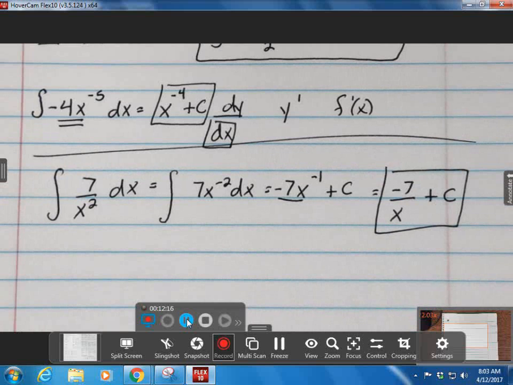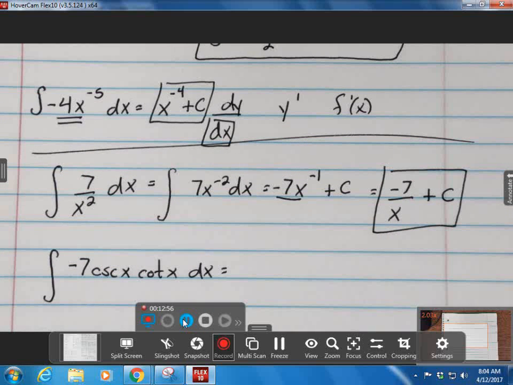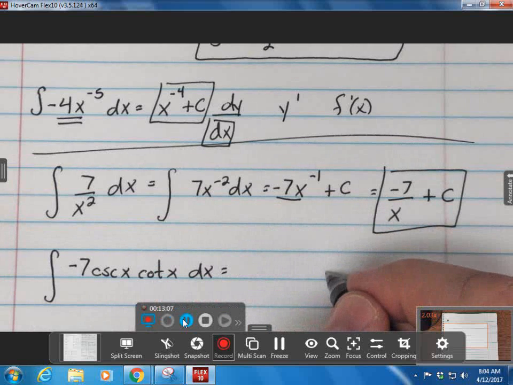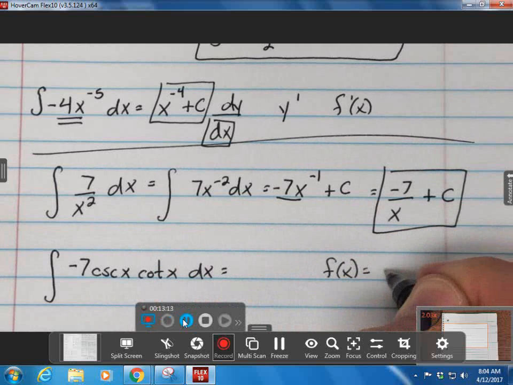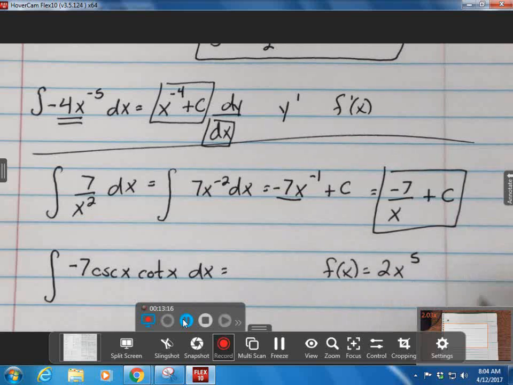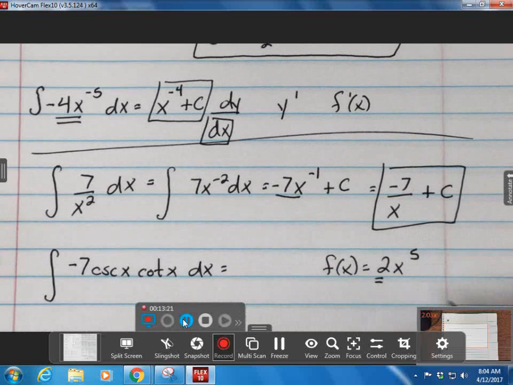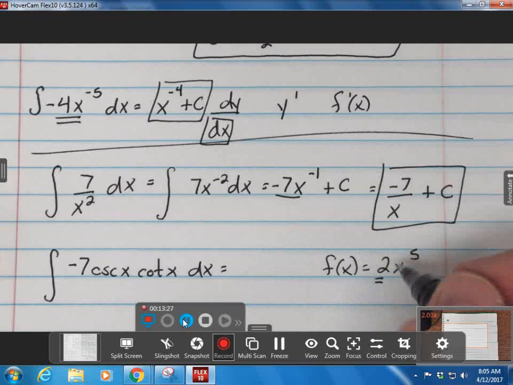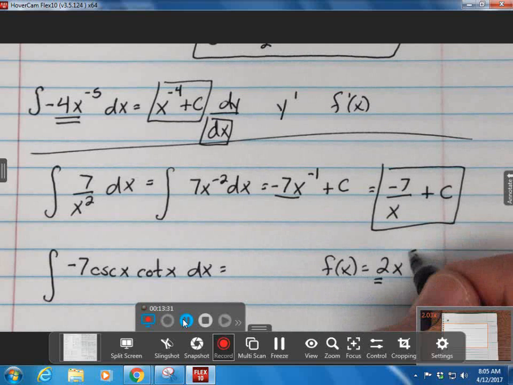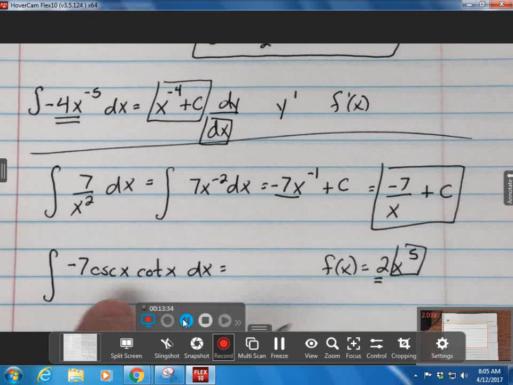Next problem, the integral or antiderivative of negative 7 cosecant x cotangent of x. Let me show you a trick here. Let's go back and talk derivatives for just a second. If I ask you to find the derivative of a function that was 2x to the 5th, I told you that anytime you're finding a derivative of a function, if you've got a coefficient out front, you can go ahead and bring that coefficient down. Kind of what you're doing is moving that coefficient out front and then finding the derivative of the x stuff. You can do the same thing here.